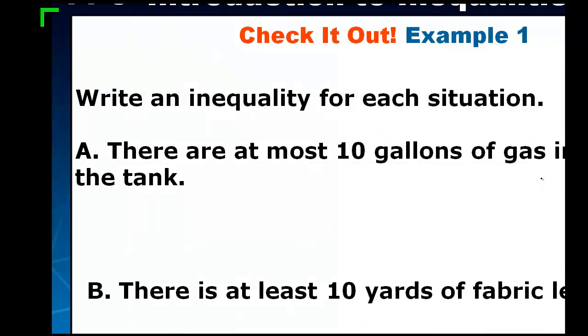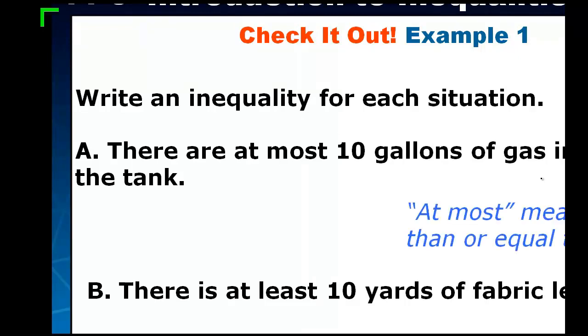Let's go for example. Write an inequality for each situation. There are at most 10 gallons of gas in the tank. This means no more than 10. Most here means it's less than or equal to 10. 10 is the maximum number I can reach. So gallons of gas will be smaller than or equal to 10. Maybe 1, maybe 0, maybe 2, maybe 3. Okay?